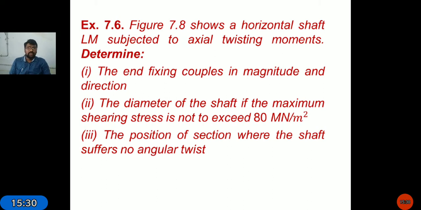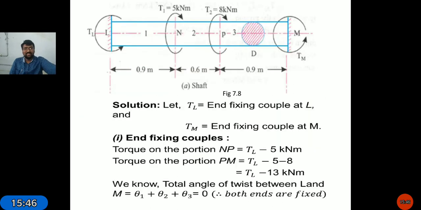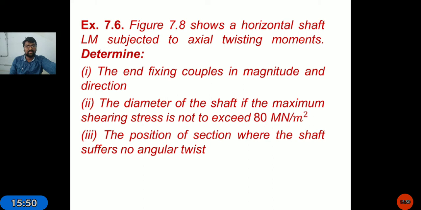Coming to the next problem. Here figure 7.8 shows the horizontal shaft LM subjected to axial twisting moments. For that we need to determine the end fixing couples in magnitude and direction. Next, the diameter of the shaft if the maximum shear stress is not to exceed 80 meganewton per meter square. Next, the position of the section where the shaft suffers no angular twist.